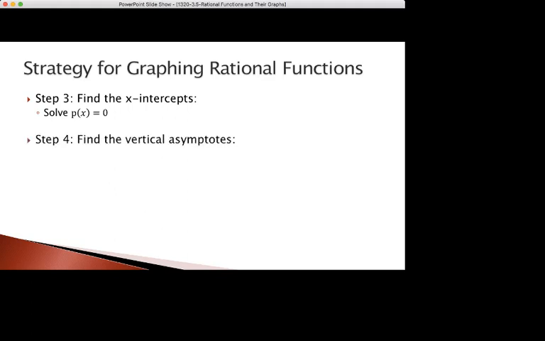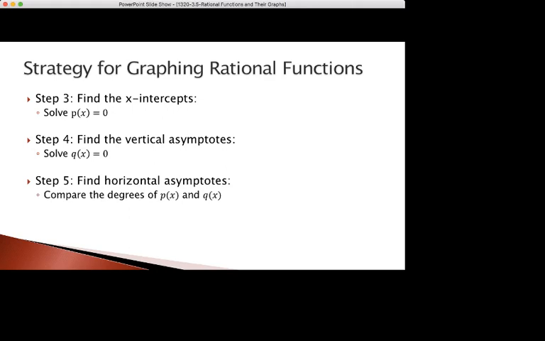Now, let's move on to asymptotes. We need to find the vertical asymptotes first. So we need to set the denominator q of x equal to 0, and then the values that make that equal to 0 are our vertical asymptotes. But just like the situation with the intercepts, what you do to one side, you've got to do to the other. So if you find vertical asymptotes, you've got to find the horizontal asymptotes. You can't just find one and call it a day. You've got to find both. Otherwise, they're just going to get cranky.